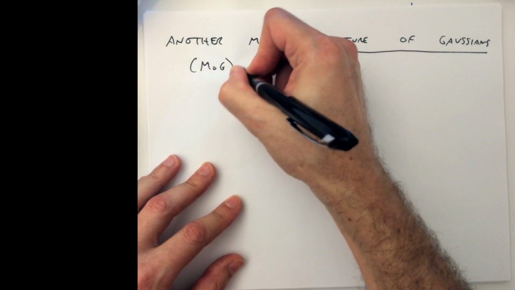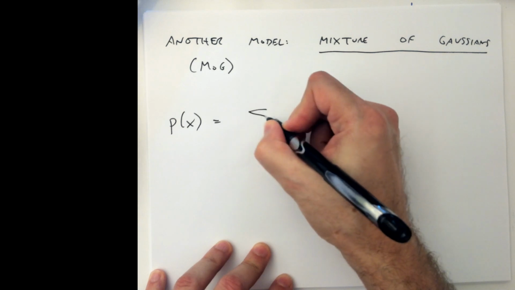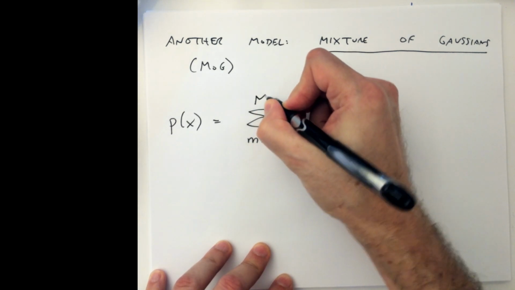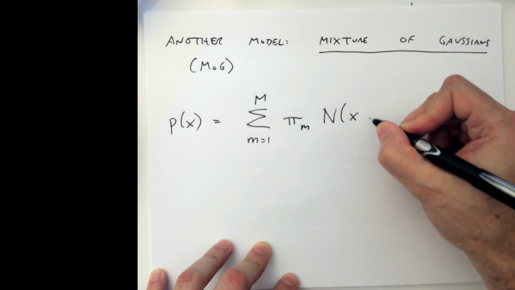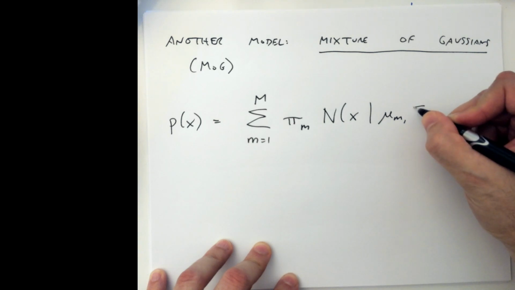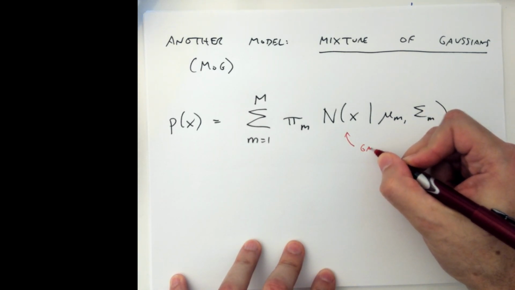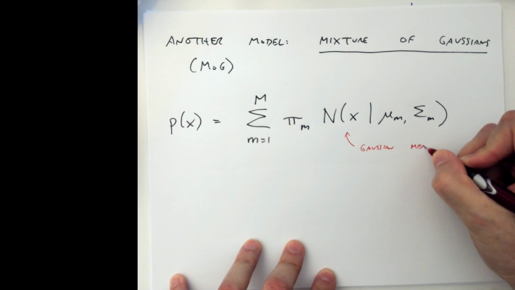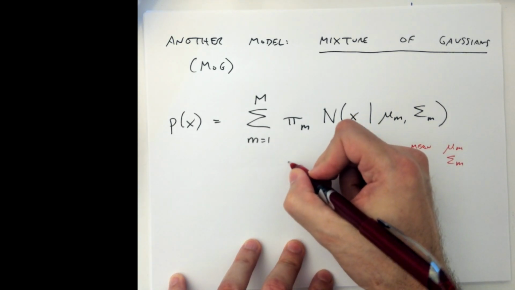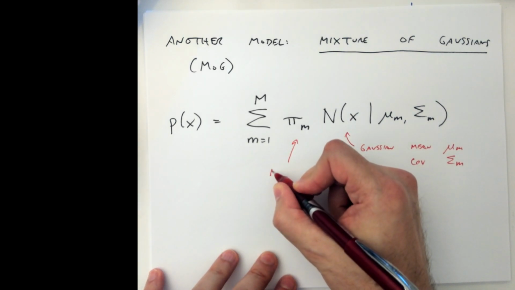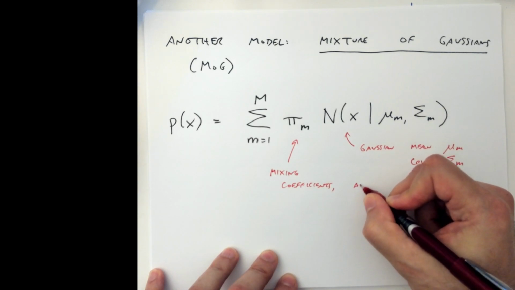Or you may see it like MOG. What that's saying is that the PDF at X is the sum of a bunch of kind of sub-Gaussians. Right? So this is kind of like saying, this is a Gaussian with mean mu m and covariance sigma m, and these pi's are basically what you'd call mixing weights or mixing coefficients. And these add up to 1.